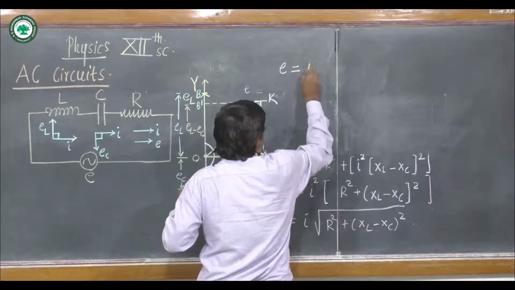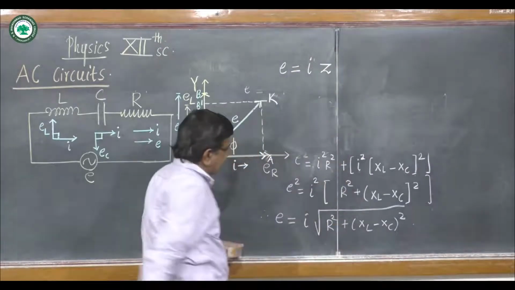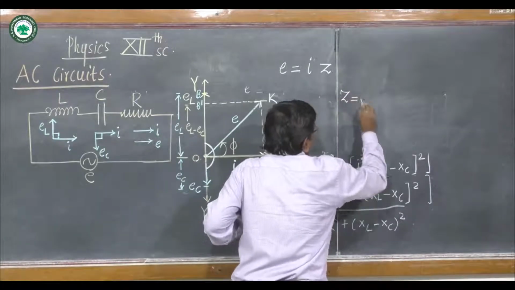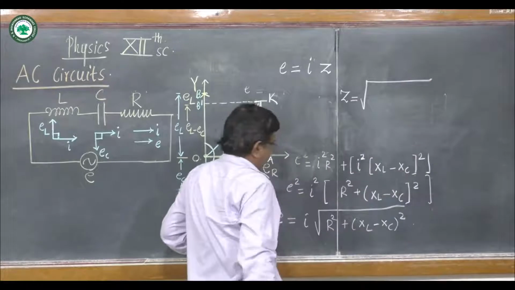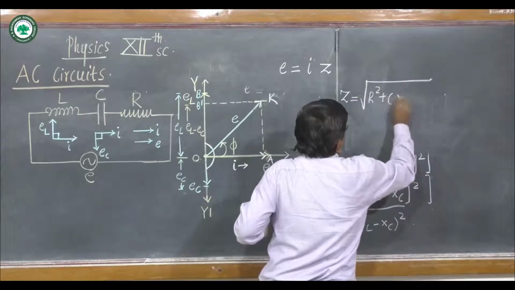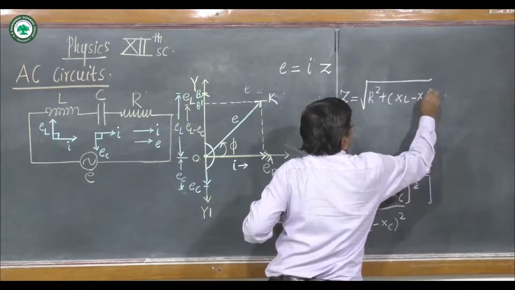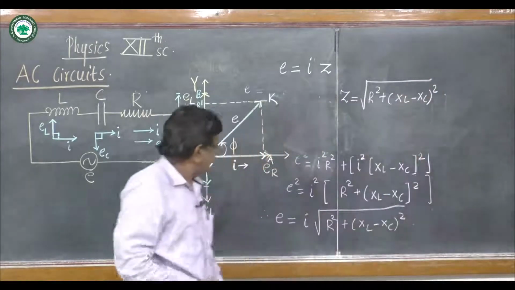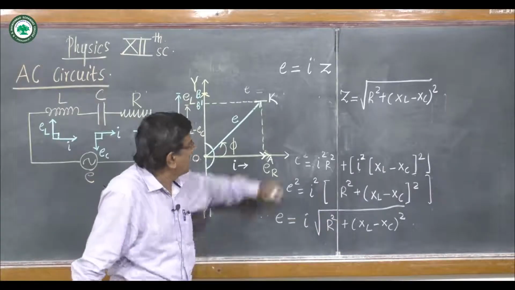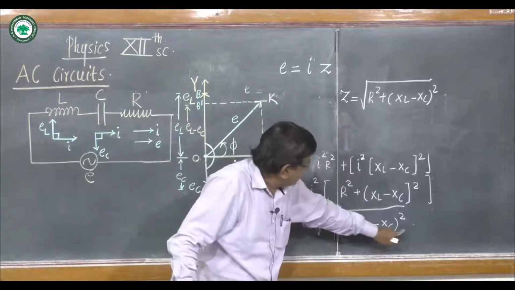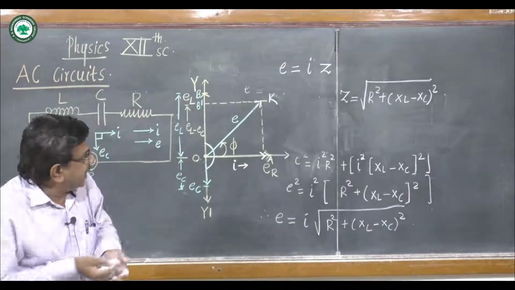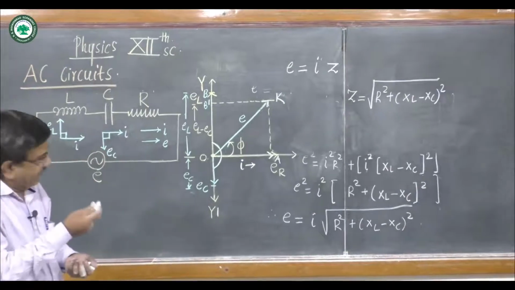E is equal to IZ, where this Z is the square root of R square plus (XL minus XC) its square. We write this equation in terms of E is equal to IZ. But what is Z? Z is this square root part, that is, the square root of R square plus (XL minus XC) its square.